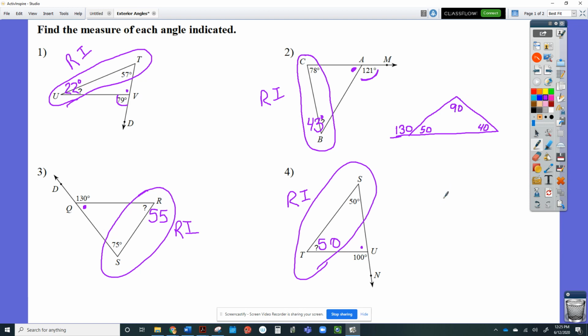All right. The other thing they could do is just make it pretty simple and straightforward. They could tell you that this is 50 and this is 60 and ask you how much this is. Well, 50 plus 60. This is the exterior angle. There's the adjacent interior angle. So these two are the remote interior. Add them together and equals the exterior. So 60 plus 50, I believe, is 110.